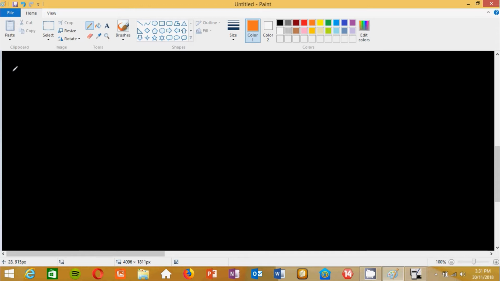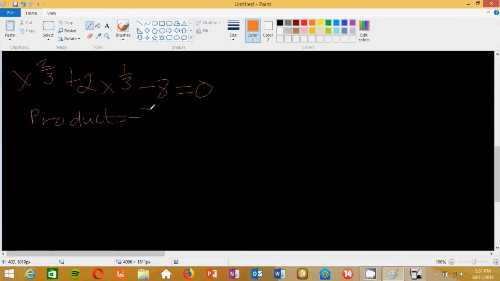If I wanted to factorize this instead, I know that my product is equal to negative 8 and my sum is equal to 2. So the numbers that I am interested in are 4 and negative 2. Why? Because 4 multiplied by negative 2 is negative 8, and 4 plus negative 2 is 2.